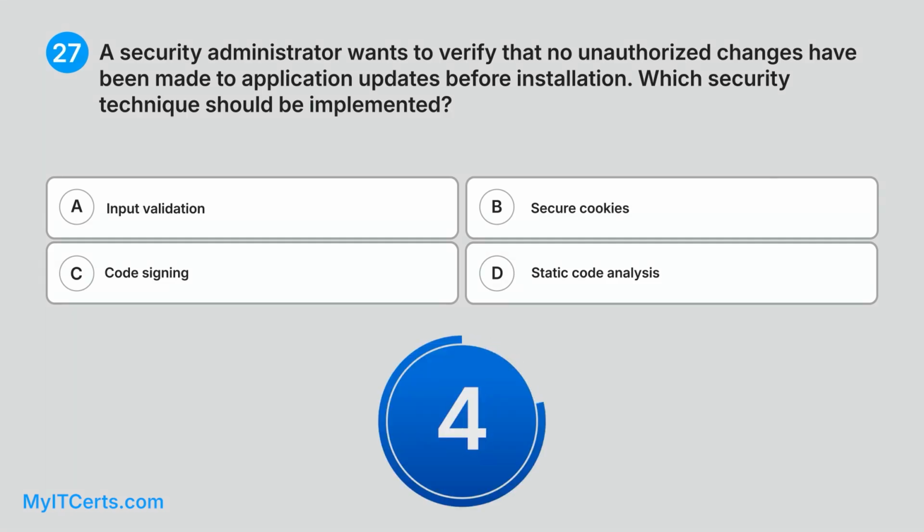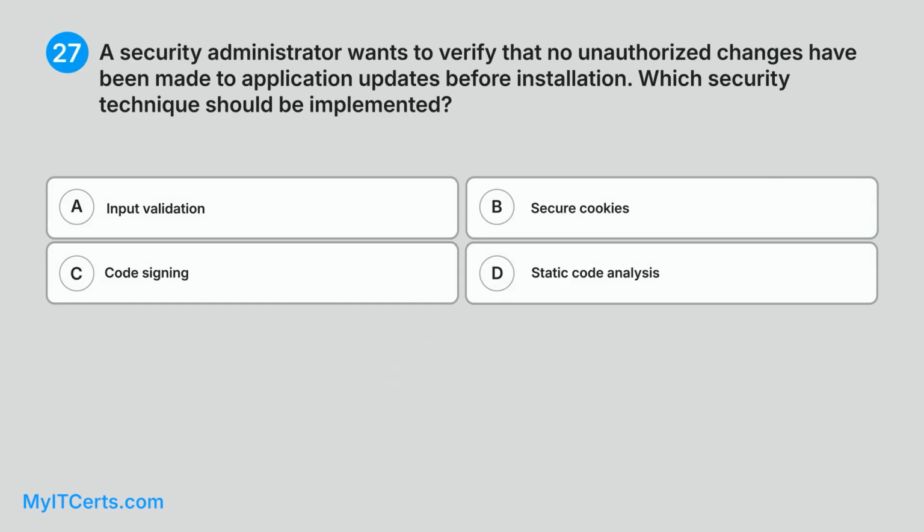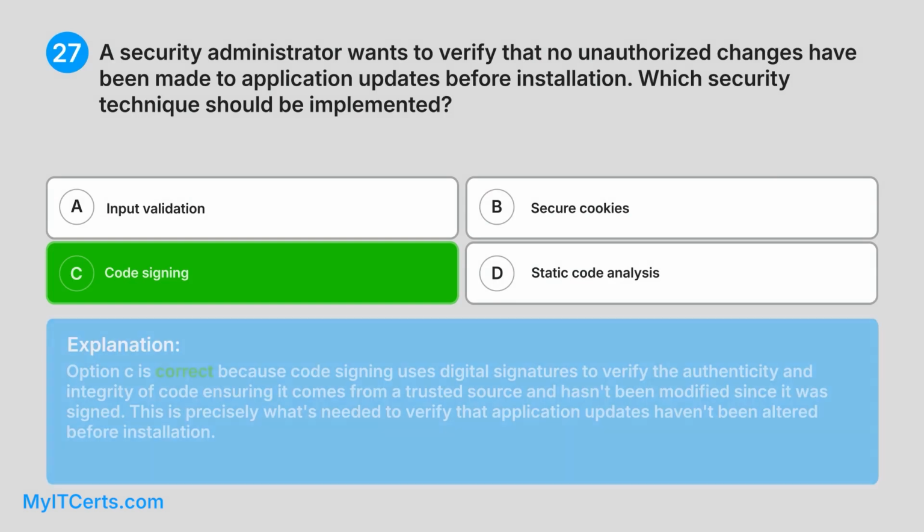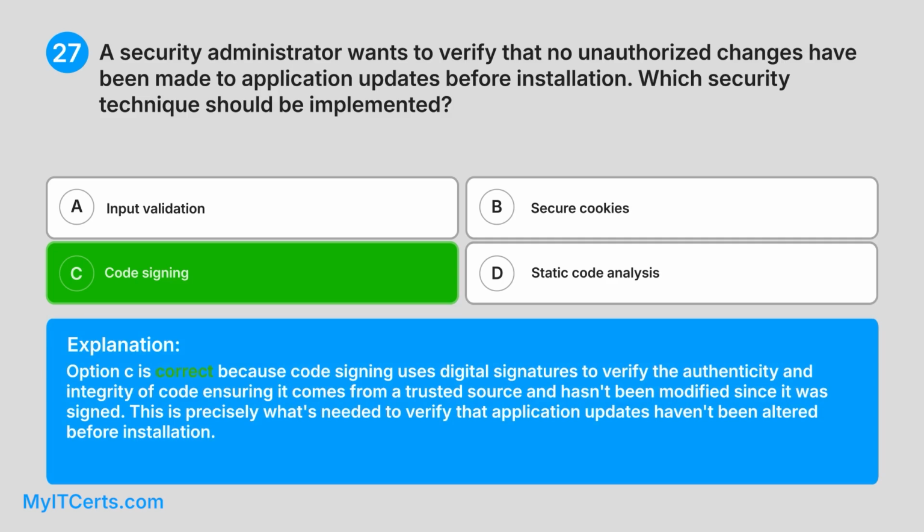Can you guess the answer? Correct answer. C. Code signing. Explanation. Option C is correct because code signing uses digital signatures to verify the authenticity and integrity of code, ensuring it comes from a trusted source and hasn't been modified since it was signed. This is precisely what's needed to verify that application updates haven't been altered before installation.